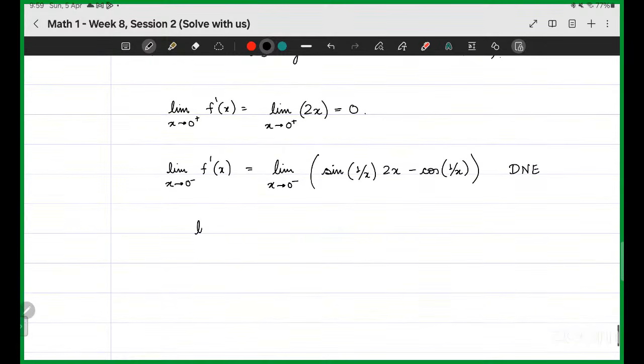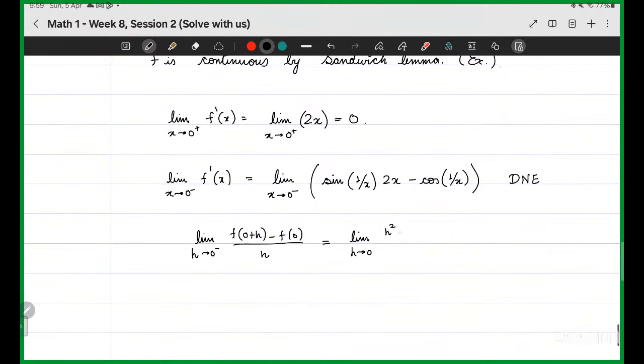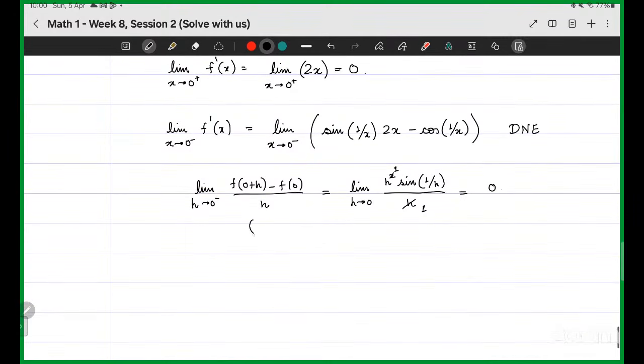But if I do the limit as h goes to 0 of f of 0 plus h, just let me complete this. Limit as h goes to 0 of f of h, let me do the plus side because it is easier: h square sine 1 by h, divided by h. This becomes h sine 1 by h, which by the sandwich principle is equal to 0. So this limit exists.